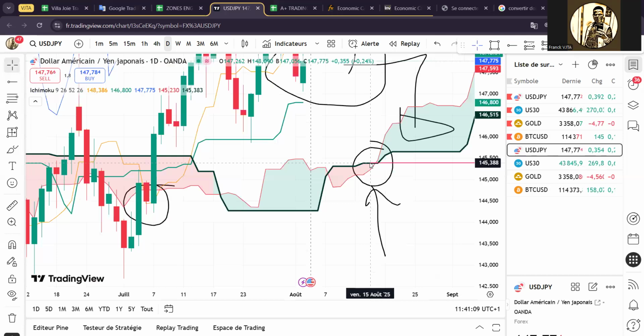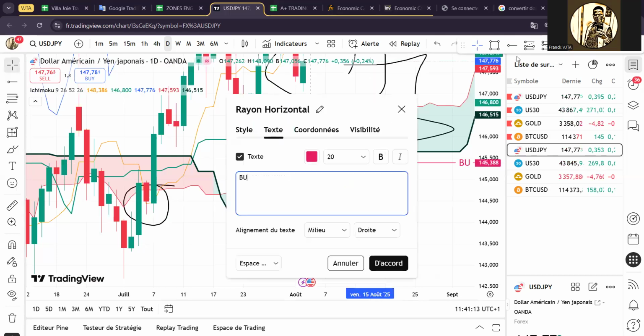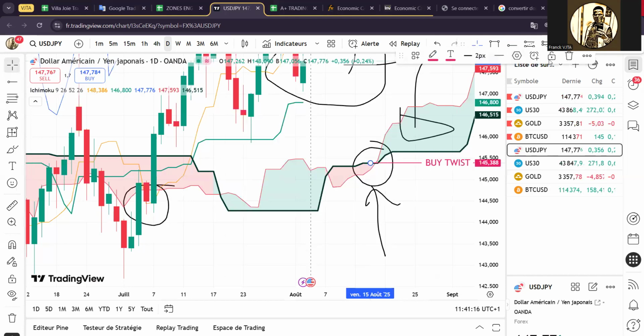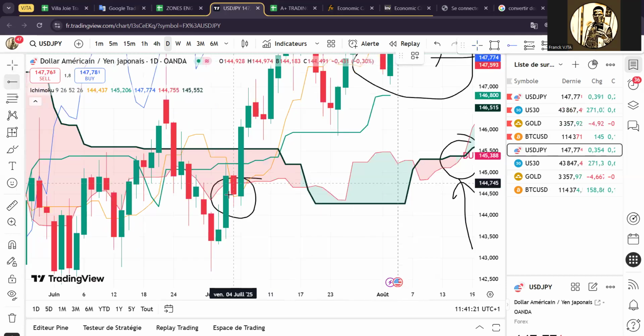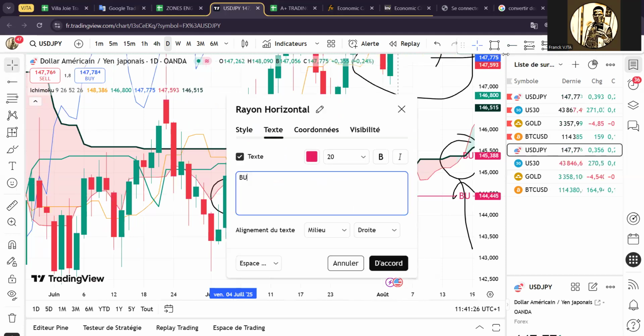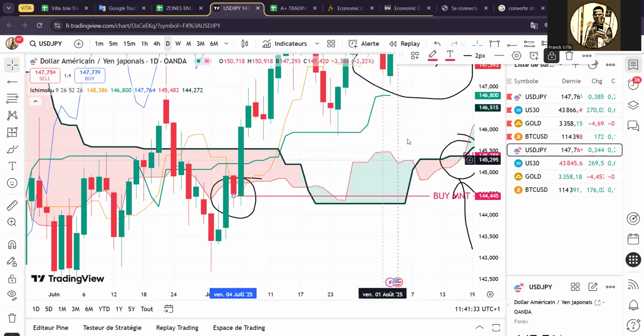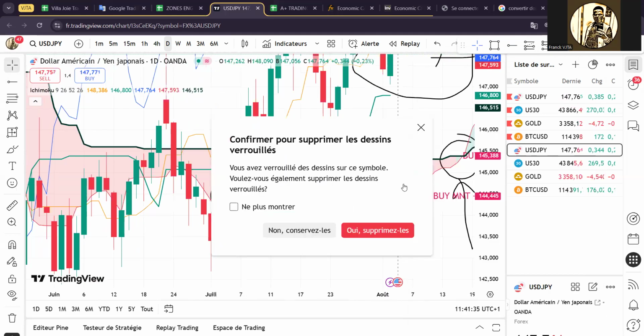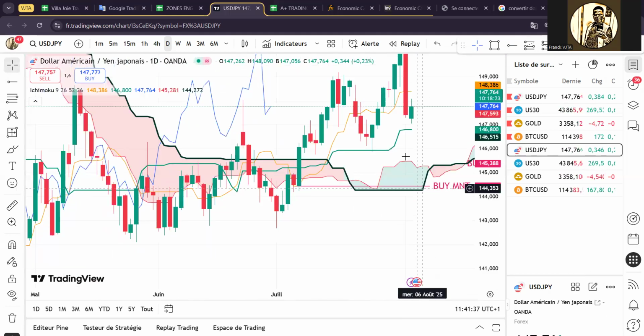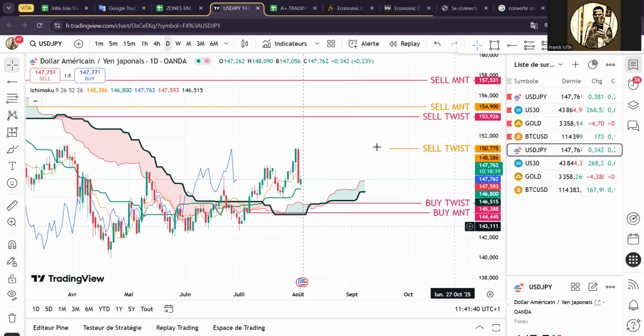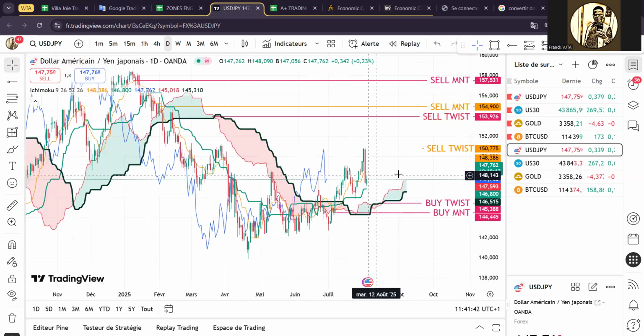So I place the line exactly on the twist and name it by twist. That is very logical. Then I lock the line because I will erase the drawing very soon. Then I do the same thing for the buy mountain. I buy the mountain here, and then I right click and erase every other line. So that's how I've framed the market: the zone above, the zone down.